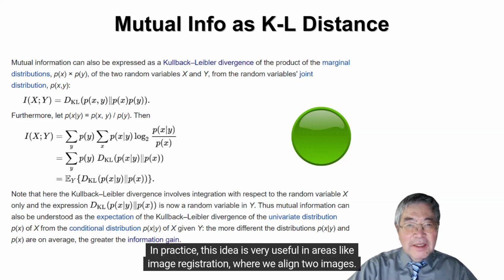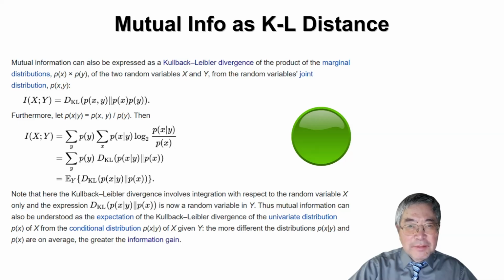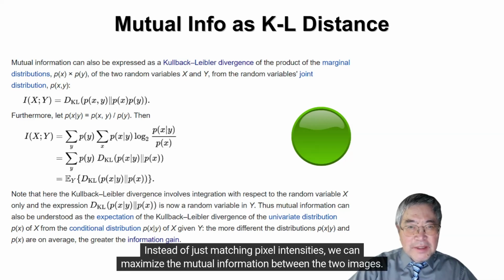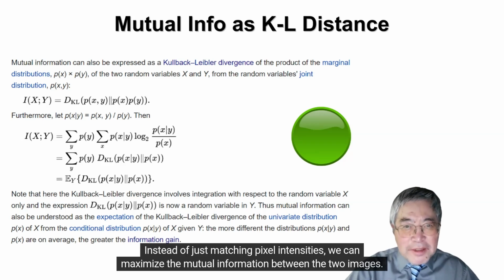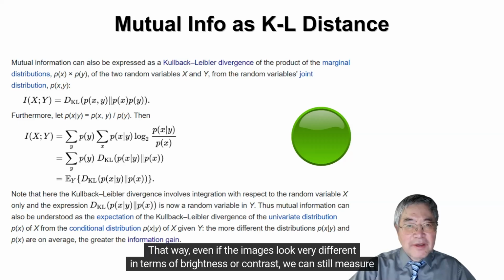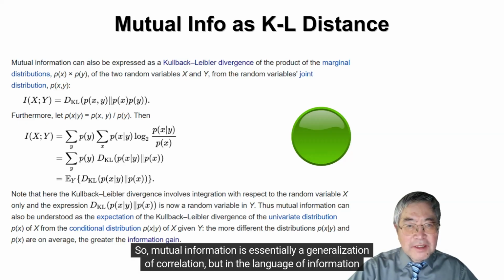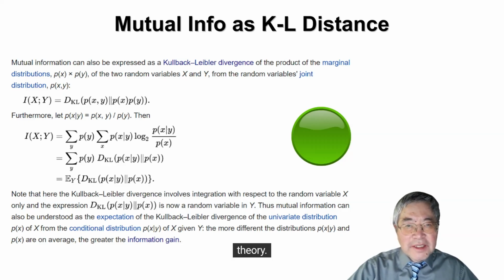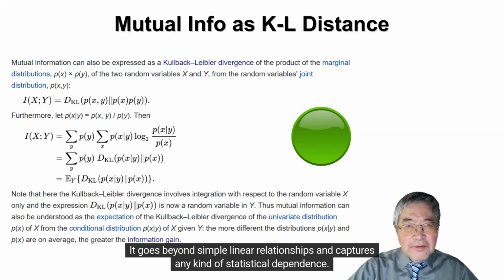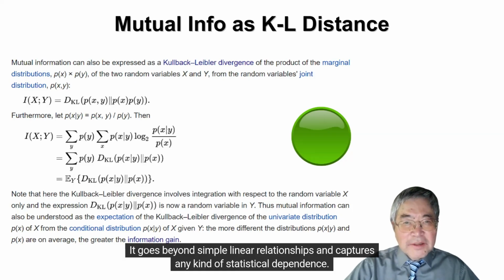In practice, this idea is very useful in areas like image registration where we align two images. Instead of just matching pixel intensities, we can maximize the mutual information between the two images. That way, even if the images look very different in terms of brightness or contrast, we can still measure how well they correspond. So mutual information is essentially a generalization of correlation, but in the language of information theory. It goes beyond simple linear relationships and captures any kind of statistical dependence.